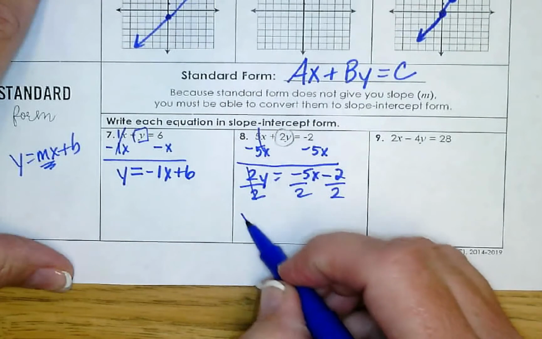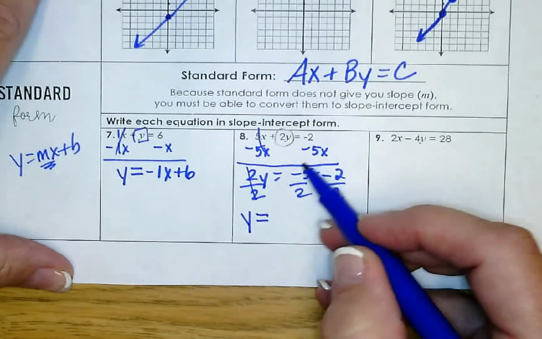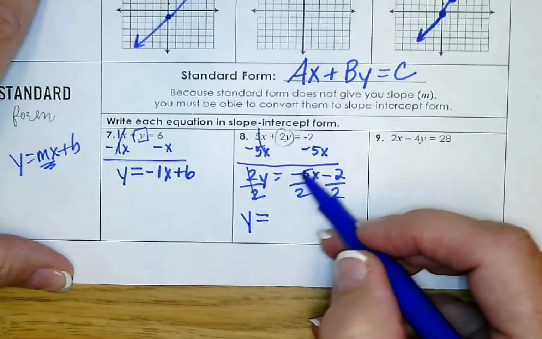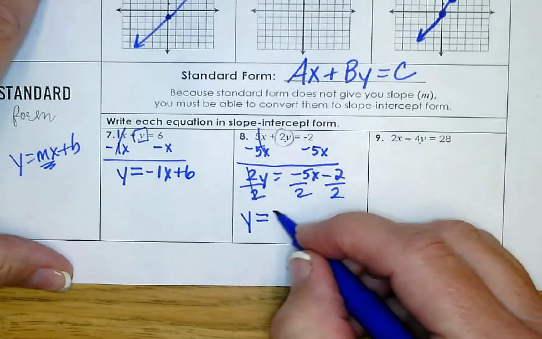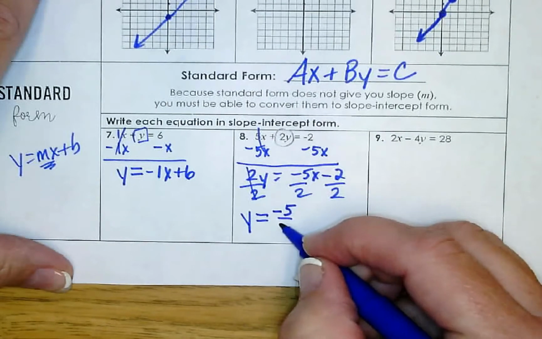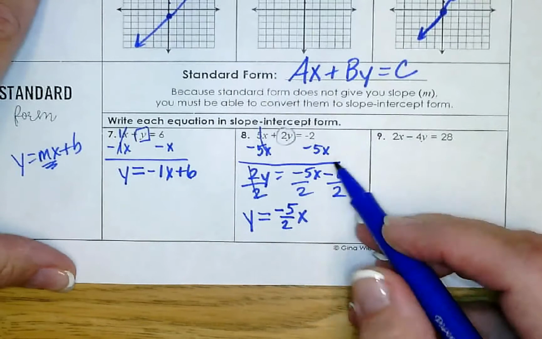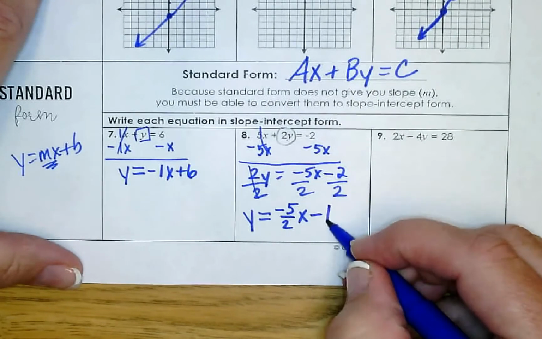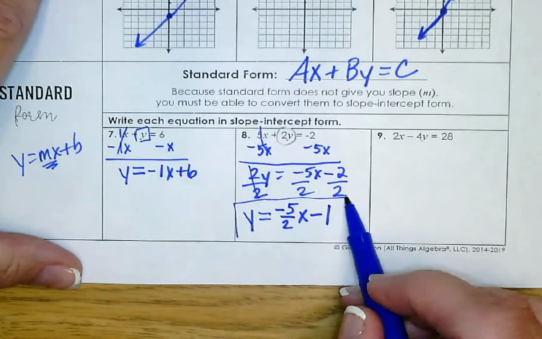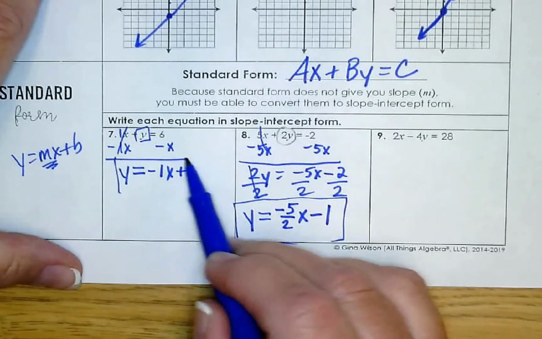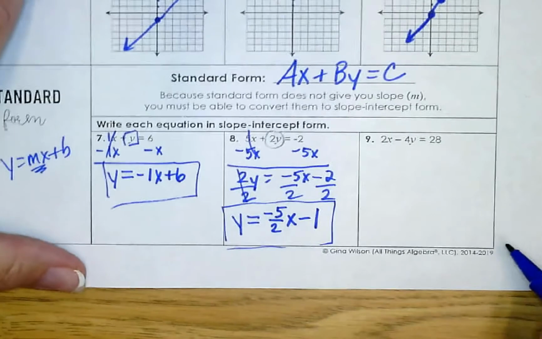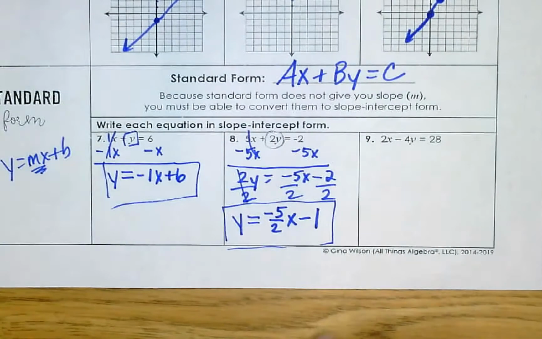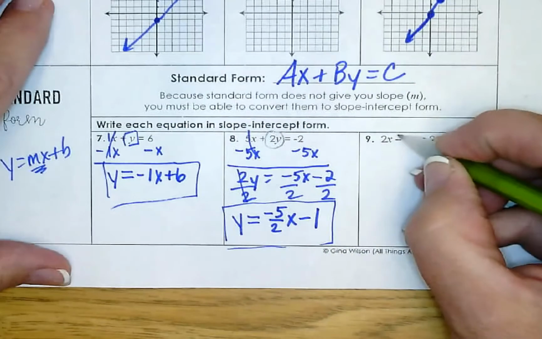So that results in y here. This one is going to be usually a fraction, so negative 5 halves. I just leave it as a fraction because that's the way slope is represented. And then if I can simplify this, I do so. 2 divided by 2 is 1. There's my equation in slope-intercept form. I don't know if this helps you or not. It usually has helped me.